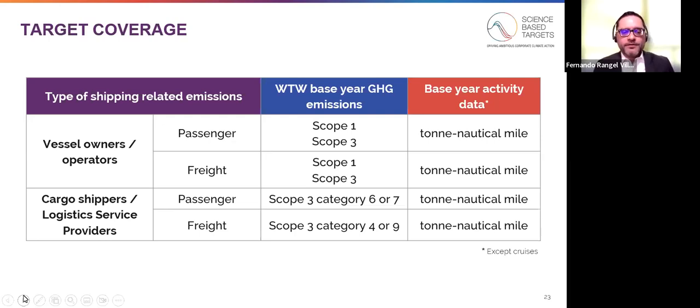For freight, the emissions on a well-to-wake basis would be reflected in either category 4 or 9, upstream or downstream transportation, and the base activity data would be ton nautical mile. Next slide, please.